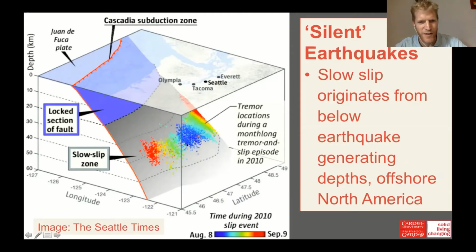But now it seems like these transient events are coming from that sort of depth range. So below this locked zone, it's not actually creeping steadily. It is moving transiently a few centimeters every year or so.